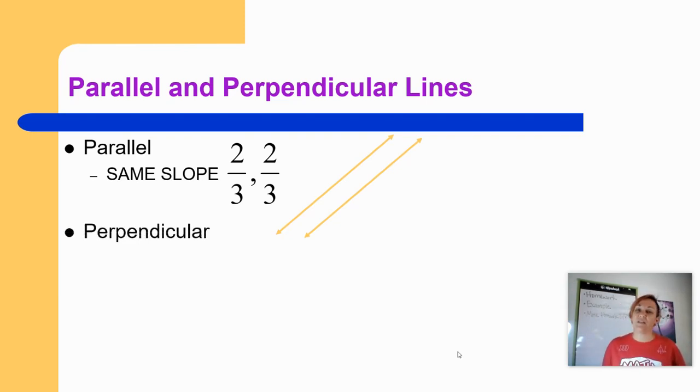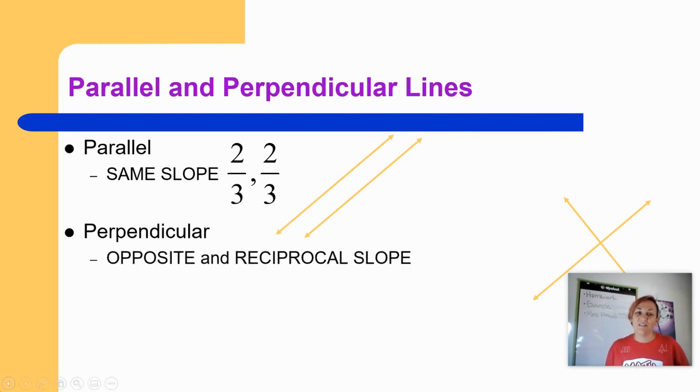Next, we have perpendicular lines. Perpendicular lines are two lines that cross specifically at a 90-degree angle. Now again, we can kind of eyeball the lines and say, yeah, that's a 90-degree angle. We can even take out a protractor and try to figure out if it's actually 90 degrees. But we're in algebra class, not geometry class. So we're going to compare the slopes to see if two lines are perpendicular. For two lines to be perpendicular, the slopes need to be opposites and reciprocals.